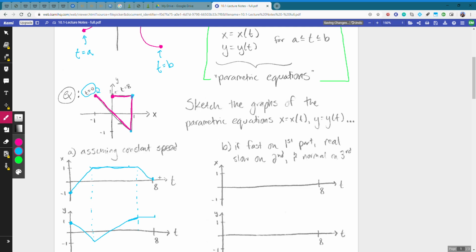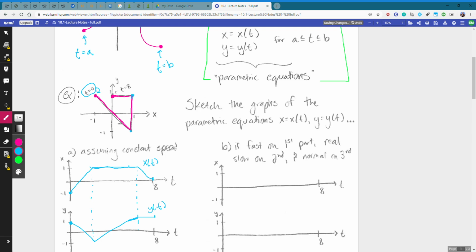And so here, these are the graphs of our parametric equations, right? Here is our function x of t, and here is y of t, telling us our x and our y coordinates at each point in time, in this case from 0 to 8.